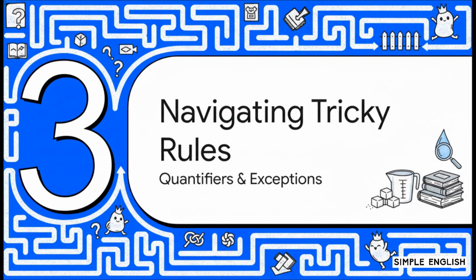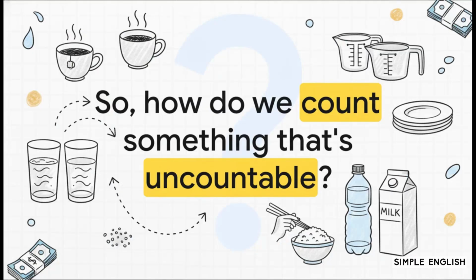So, we've got the main rules down. But, you know English, it just loves to throw a few curveballs at us. So now let's get into the slightly trickier parts, like the exceptions and the common mistakes people make. Don't worry, we'll make it simple. This brings up a really obvious question, right? We know we can't say 2 waters, but what if you're at a restaurant and you need to order drinks for you and a friend? How in the world do you quantify this stuff?